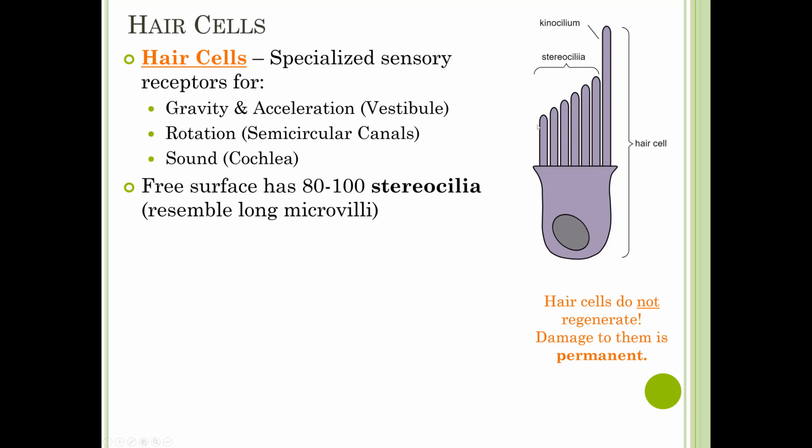So these little extensions coming off of one side of the hair cell come off on the apical or free surface, and each hair cell has between 80 and 100 of these extensions, and they're called stereocilia. They actually resemble long microvilli, and they are shorter on one end, and they get longer as they go toward this really tall, long cilia called a kinocilium. So this is a single long cilia present on the ends of the hair cells. And then you have the stereocilia, which decrease in length as they move away from the kinocilium.